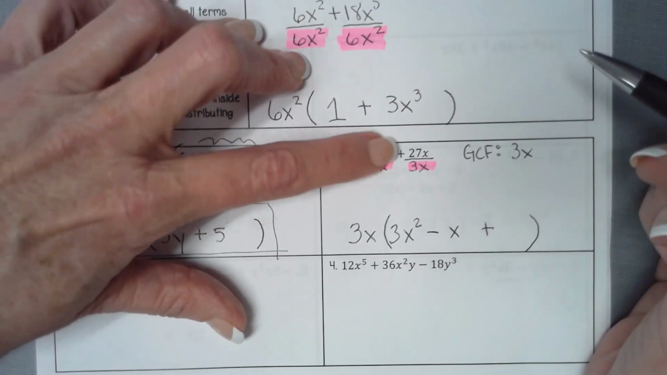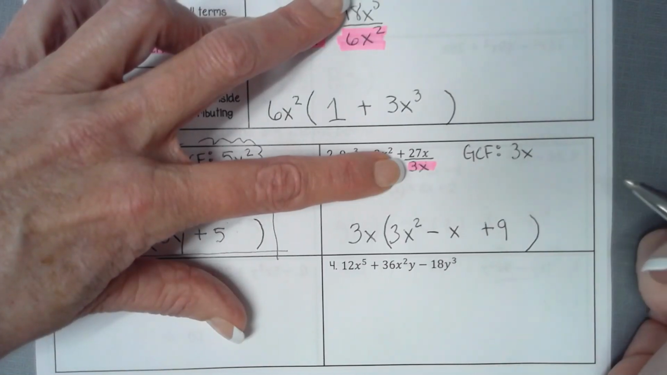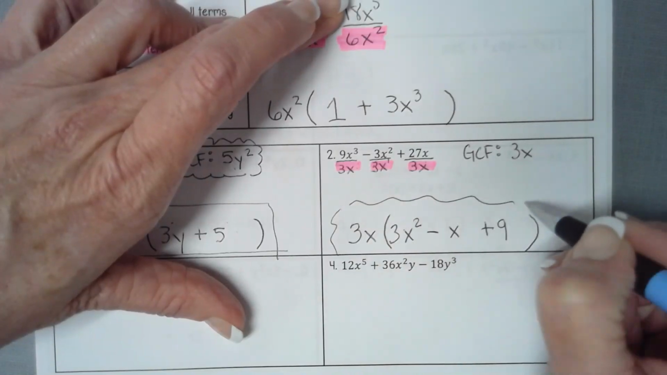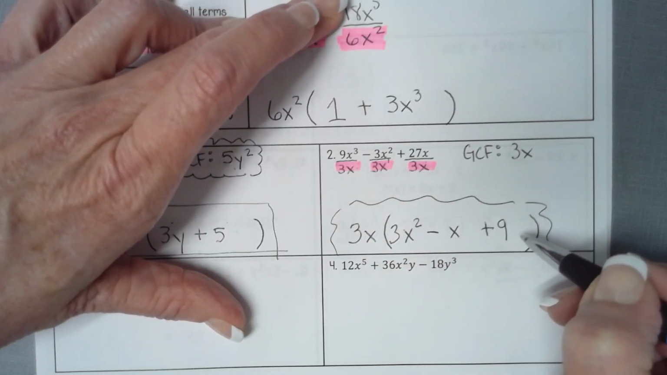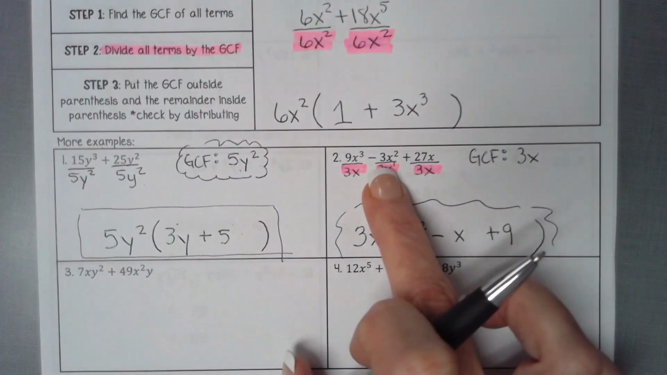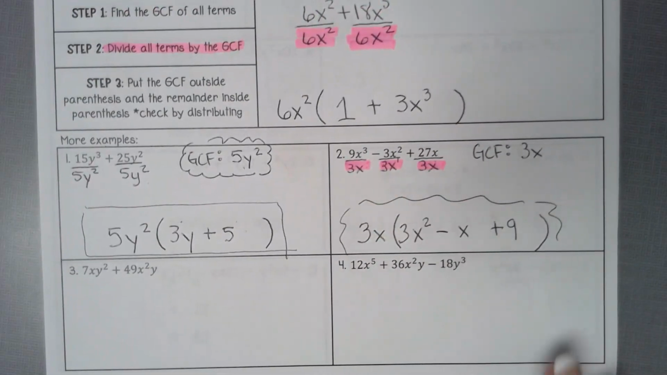Okay? Last term. 27 divided by 3 is 9. What happens to the x's? They're gone. So, y'all, when the x's cancel, you don't put an x there. Okay? There's your factored form. There's your standard form. Factored form, standard form.